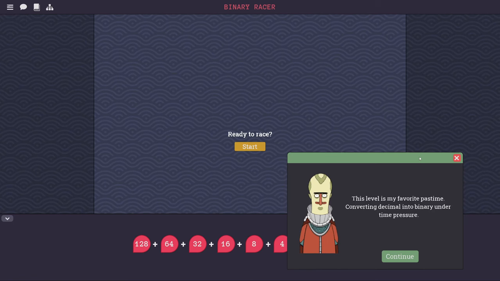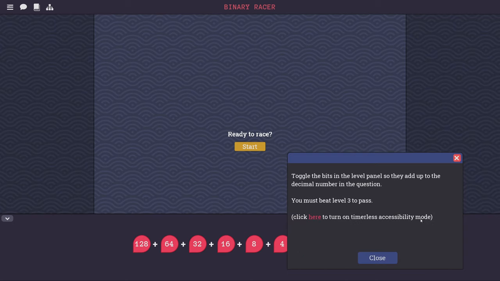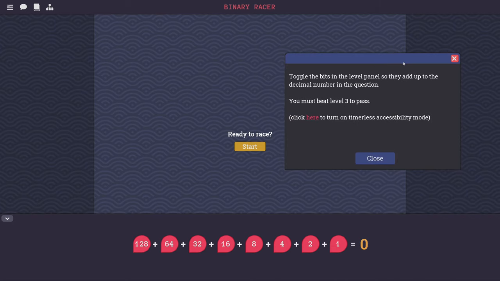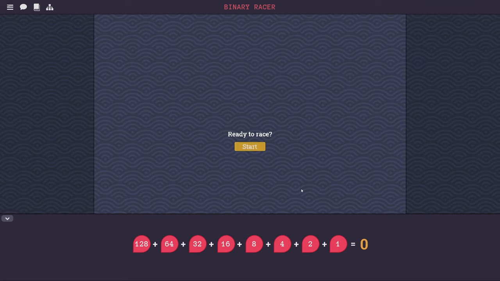Binary Racer. This level is my favorite pastime, converting decimal into binary under time pressure. Toggle the bits in the panel so they add up to the decimal number in question. You must beat level 3 to pass. Oh, interesting. Okay, so this is just doing binary math. I had to do a lot of this in college. All right, it sounds like we're about to be timed, so let's go.